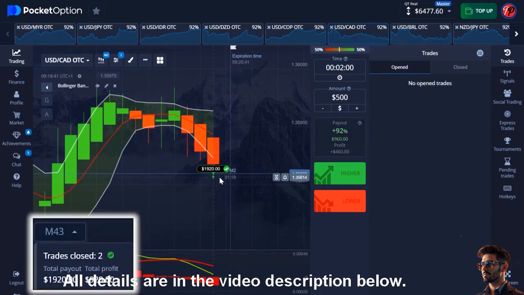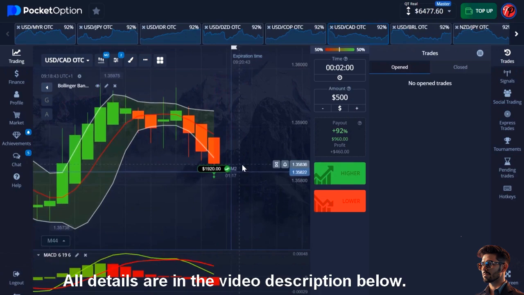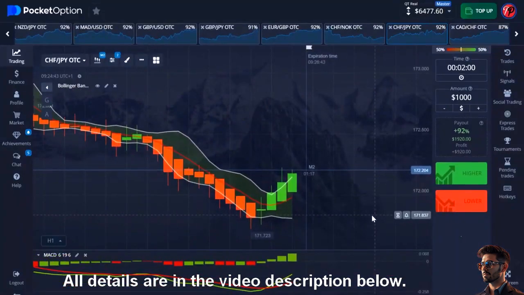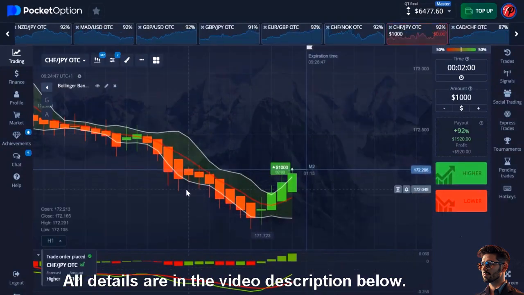We're in the money on that. That's a very powerful one. Let's keep analyzing, guys. Okay guys, over here I'm finding a good moment for a higher trade. So I'm going to enter this trade real quick.